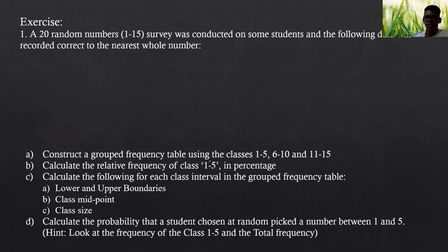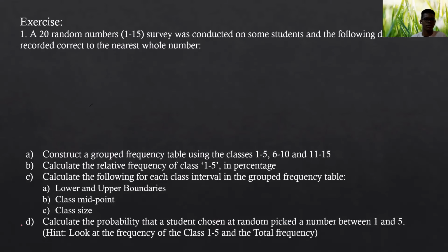Calculate the relative frequency of this class. Calculate the following for the class intervals. Write the following components of the class intervals in your group: the lower boundaries, upper boundaries, class midpoint, class size, and so on. And then calculate the probability that a student chosen at random picked a number between 1 and 5.